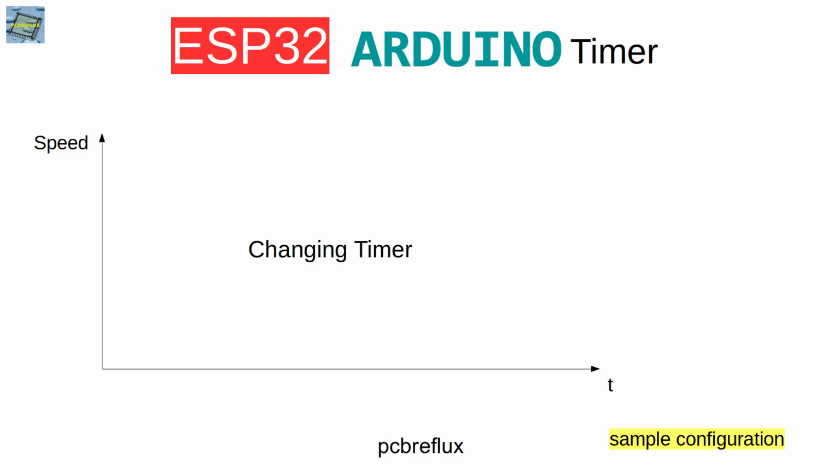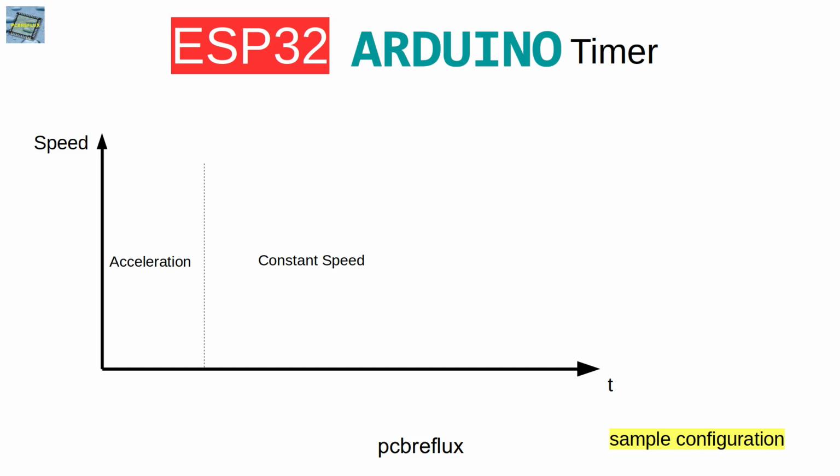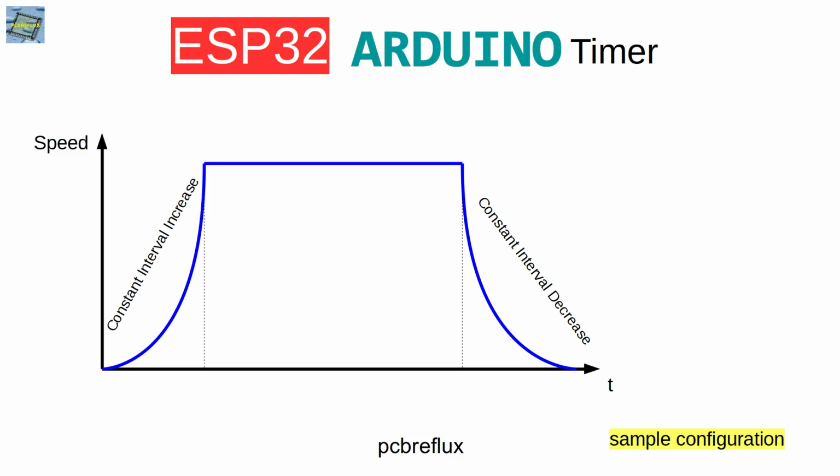So now a little bit more advanced example, and I assume that we want to change the interval of our timers. So we have maybe some phase of acceleration, then a phase of constant speed, and also a phase of deceleration. And we can start by increasing or decreasing our timer by a constant value. Then our speed graph will look like this. And we see that at the start we have a relatively wide phase of small steps of acceleration.